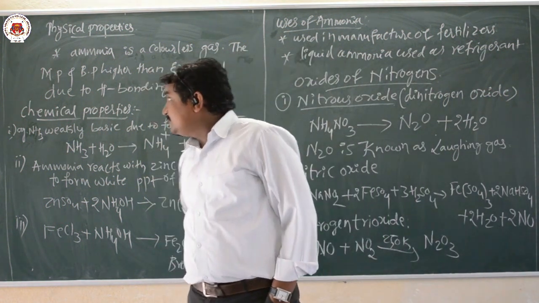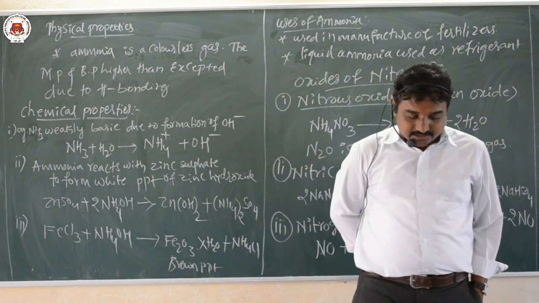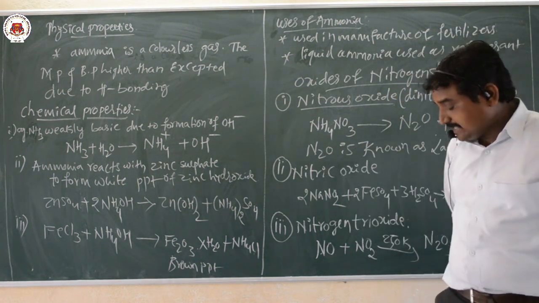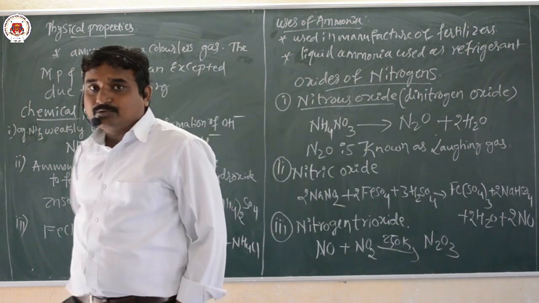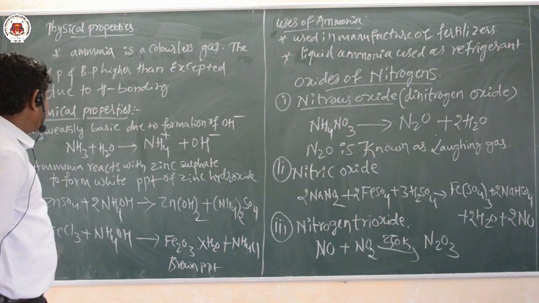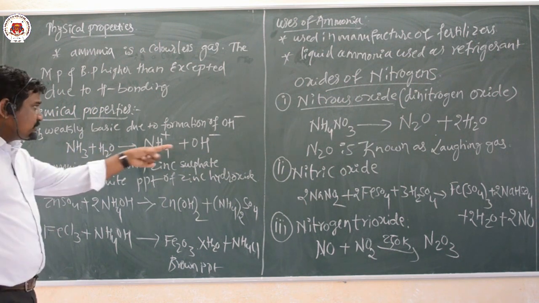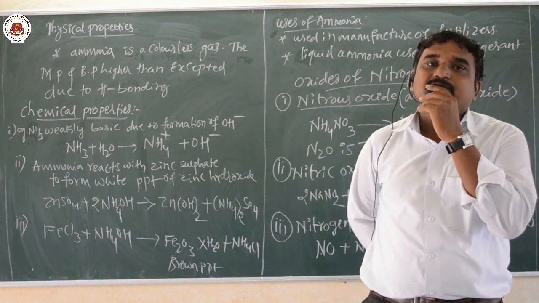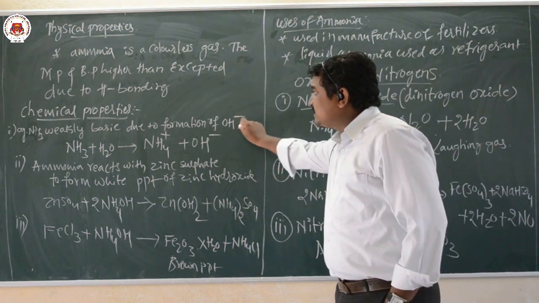So next concept, that is chemical properties. The aqueous solution of ammonia is a very weak base due to the formation of OH minus ions. Here ammonia, NH3, reacts with water, H2O, and there is a formation of NH4 plus. So NH3 with the addition of one H becomes NH4 plus, and there is a liberation of OH minus. Because of this property, the aqueous solution of ammonia is very weakly basic in nature because of the formation of these OH minus ions.